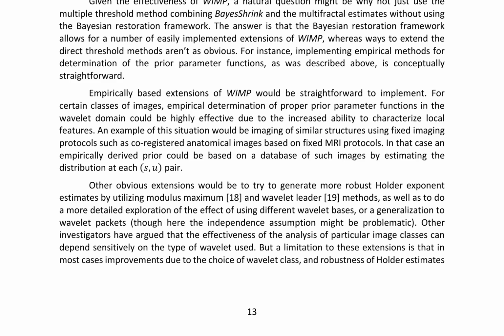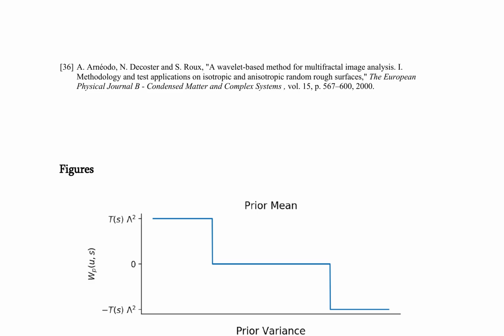Empirical methods for determining prior parameter functions are crucial, especially in imaging studies where local features are key. The paper also suggests exploring robust Holder exponent estimates and different wavelet bases, favoring the Gaussian conjugate prior for computational efficacy. The research was supported by the National Institute of Biomedical Imaging and Bioengineering.